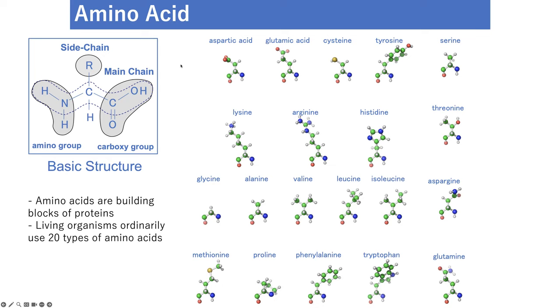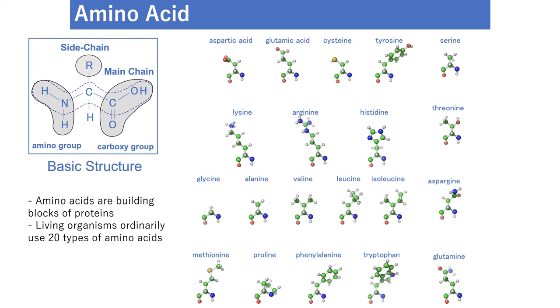Please remember that the amino acid consists of the main chain and the side chain. The main chain is common among the 20 types of amino acids, and the side chain is different from amino acid to amino acid. Okay, so this is a chemical structure of the amino acid. But in the study of the computational analysis of proteins, it is troublesome to use the chemical structures themselves.